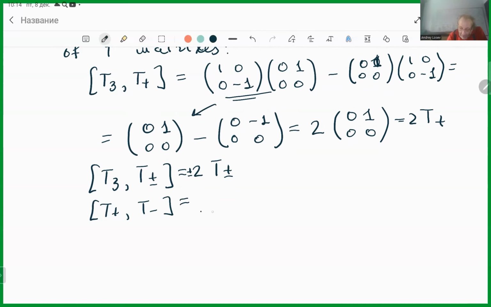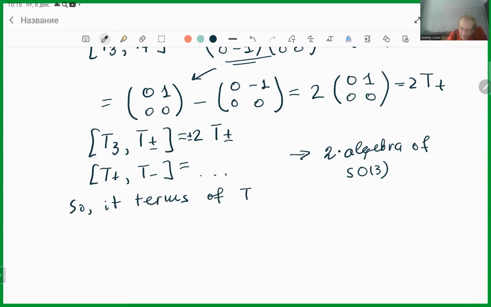And similarly, I can compute the commutator of T plus and T minus. I will not do this computation. It would be twice the algebra of SO3. So in terms of Ti, I will get the commutator of Ti and Tj equals epsilon ijk Tk. And here I'll have this 2 too.